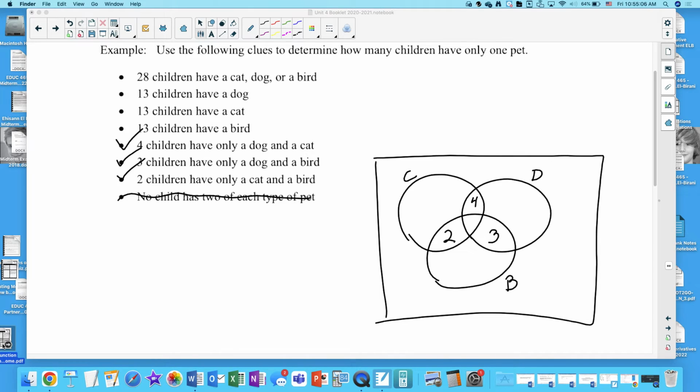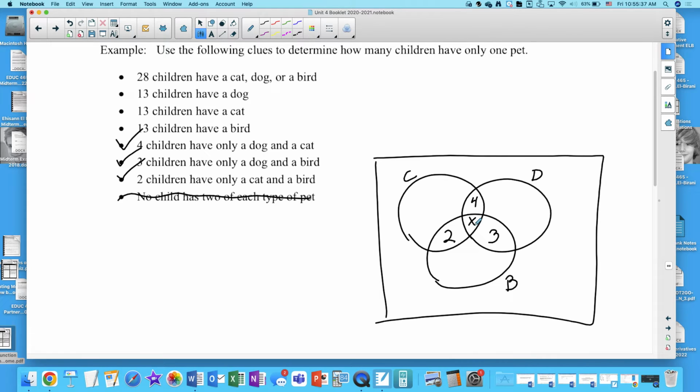Okay, I'll give you a hint. We have too many unknowns. So let's introduce a variable. Where do you think would be a good place to put that variable? The middle. Yes. If we put it in the middle, then we can use that same variable to say how many are in only cats, how many are in only dogs, and how many are in only birds. So we're going to put an X here.